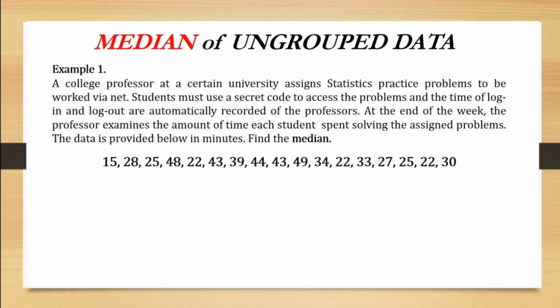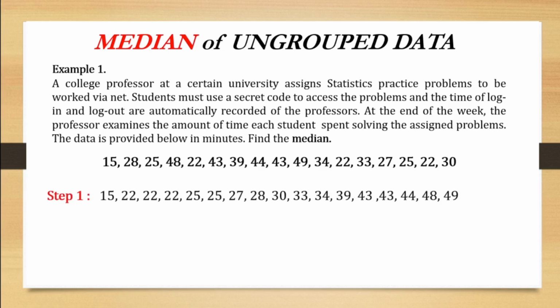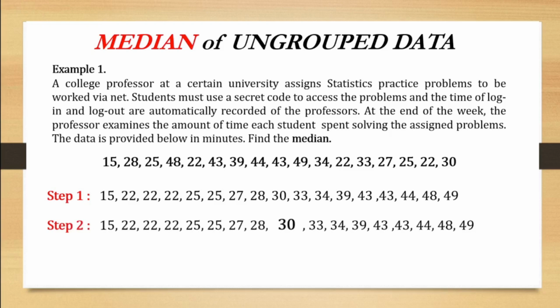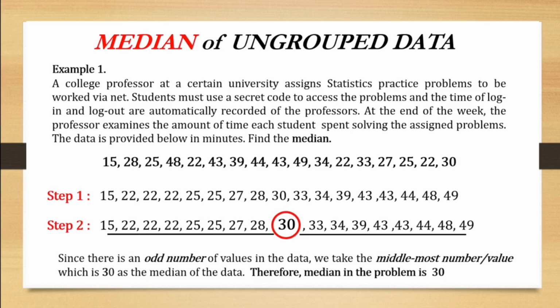Okay, this is our given data. The first step we need to do is arrange the data from highest to lowest. The second step is to identify if the number of data is an odd or an even number and divide it by 2. Since there is an odd number of values in the data, we can take the middlemost number value, which is 30, as the median of the data. Therefore, the median in the problem is 30.